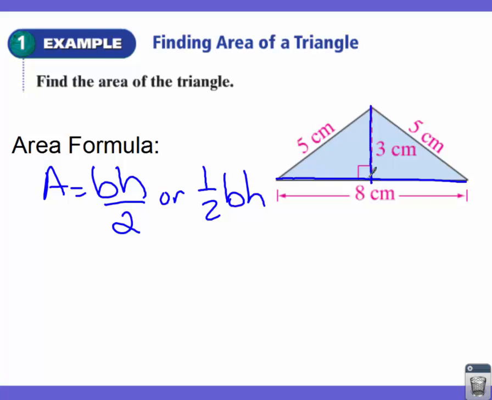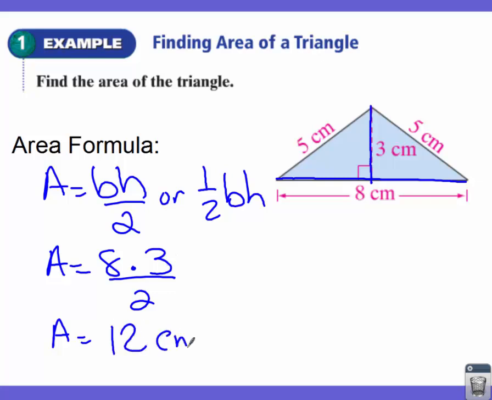Okay, so we do the same exact thing. A equals base is 8, height is 3. Okay, you plug those in and you have to remember to divide by 2. So area is equal to 8 times 3 is 24, divided by 2 gives you 12 centimeters squared. Right? That's all there is to finding area of a triangle.